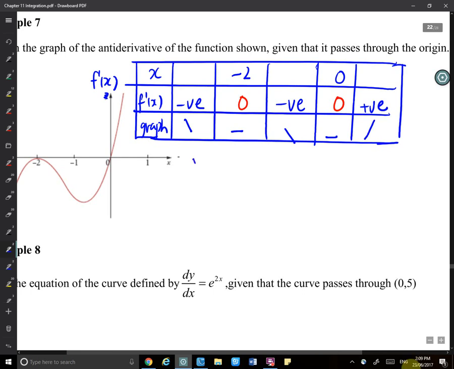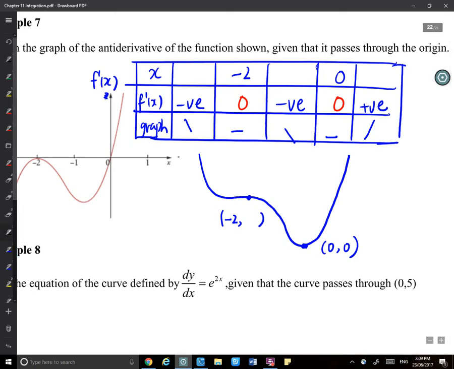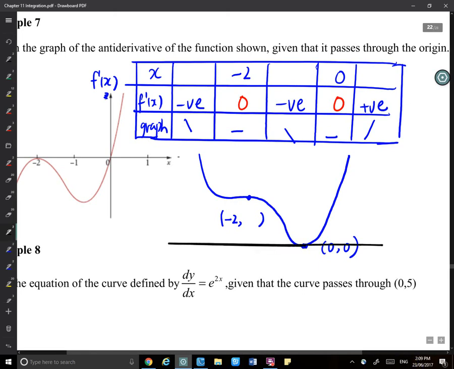So what does that shape look like? That's a stationary point of inflection. This stationary point of inflection must have coordinates -2 something. And here must be 0 something because it's the stationary point at 0. But you know that it must be 0, 0. It's given in the question, it passed through the origin. So you will have 0, 0 here. Therefore, the graph will look like that.